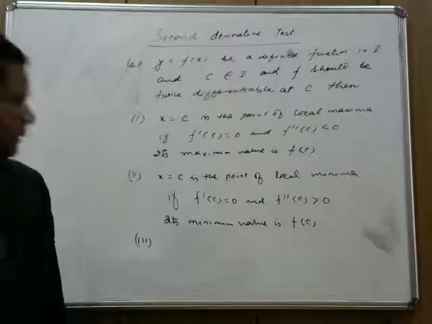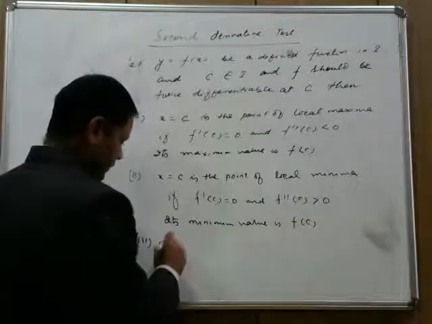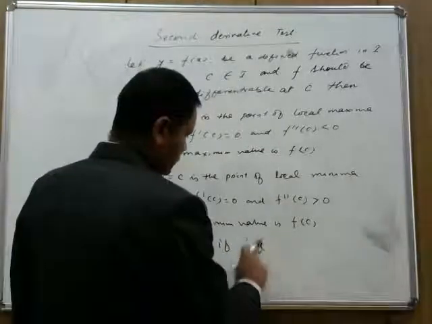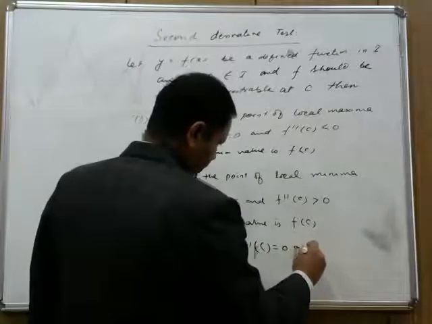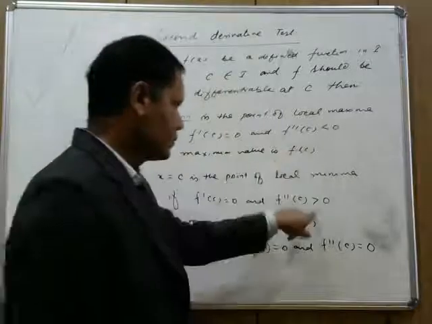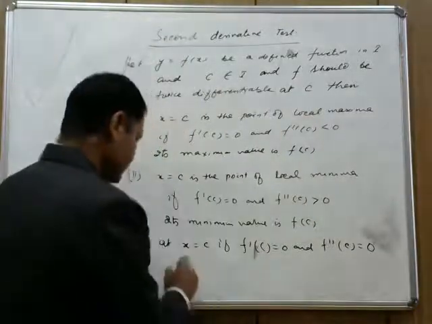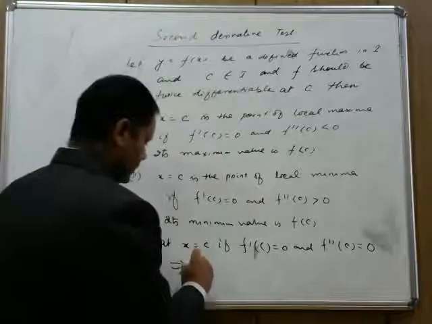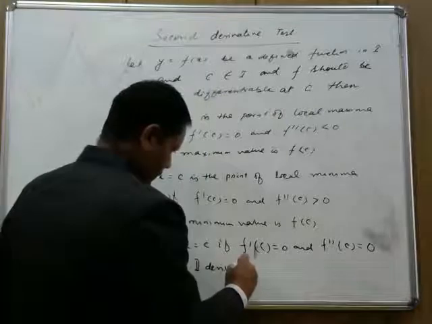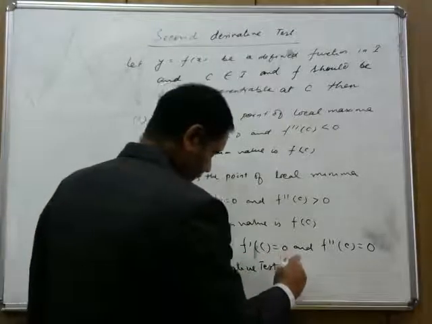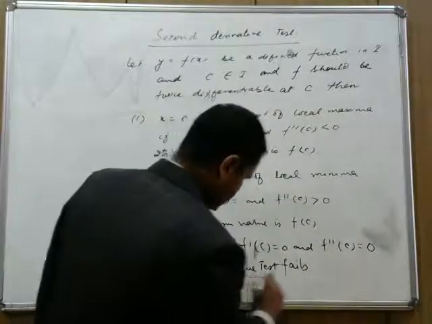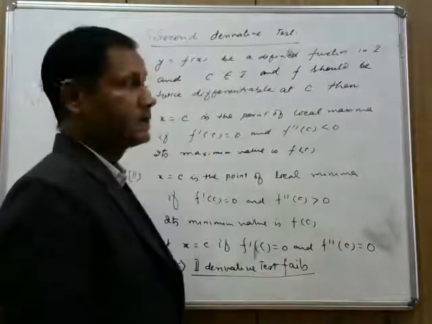Now, third part: at x is equal to c, if we have f dash of c equal to 0 and f double dash of c is also equal to 0, not greater than 0, not less than 0, then we say that the second derivative test fails. And then how to check whether it has maximum or minimum?